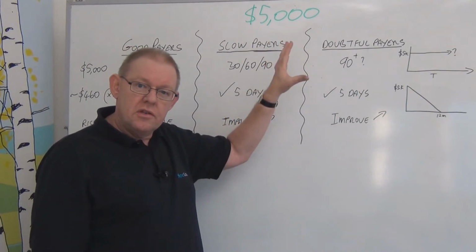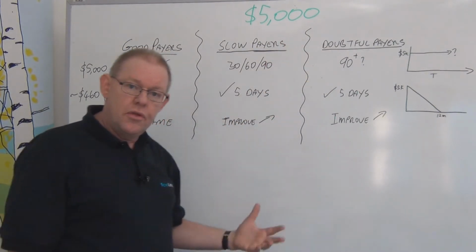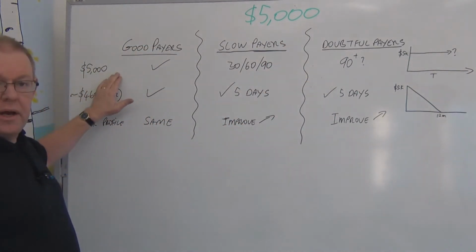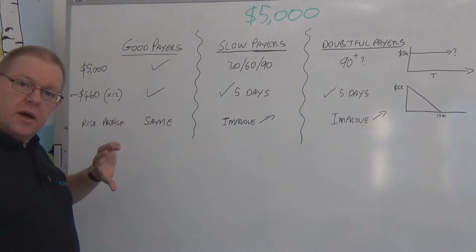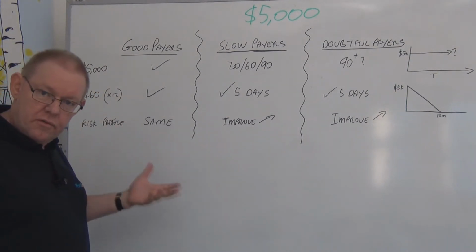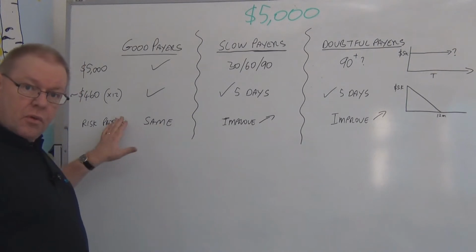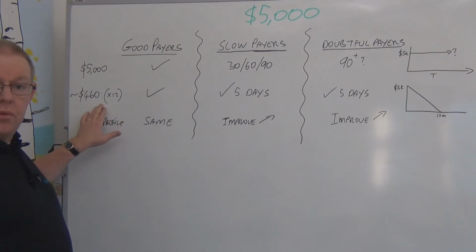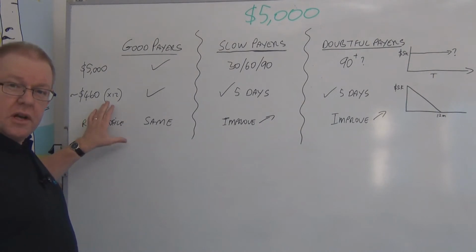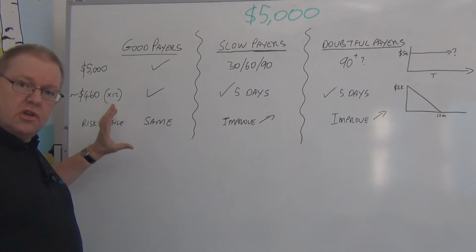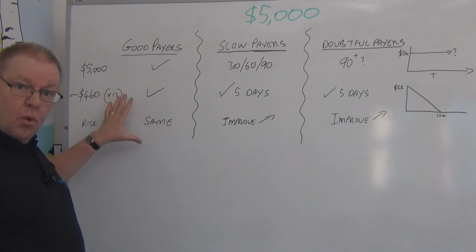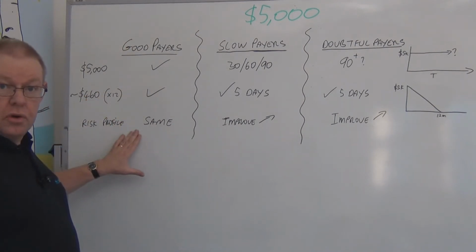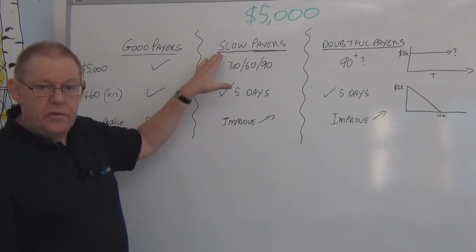So with that $5,000 invoice that you've sent out, with the good payers, they're going to pay it. But so too, if they prefer to pay using fee funding and feeLink, then they will also make the payments on the $460 a month, which is roughly what that would be to pay over 12 months. So it's not in fact going to change the risk profile of a debtor at all if they are a good payer. Let's have a look now at the slow payers.